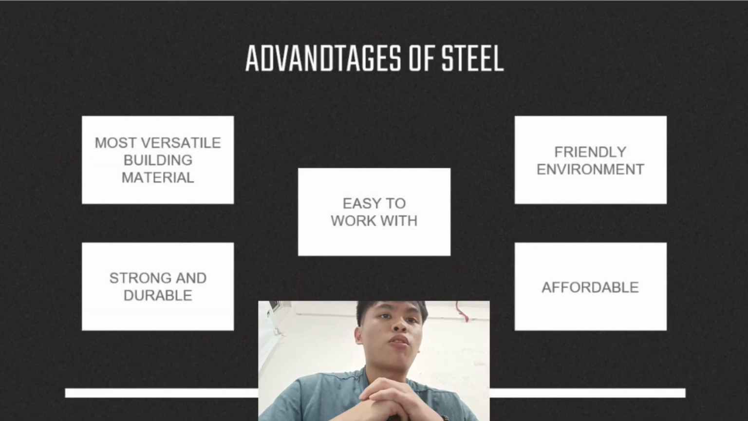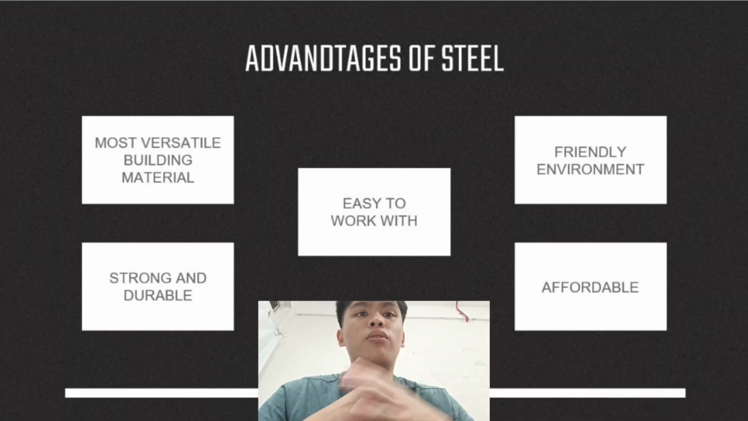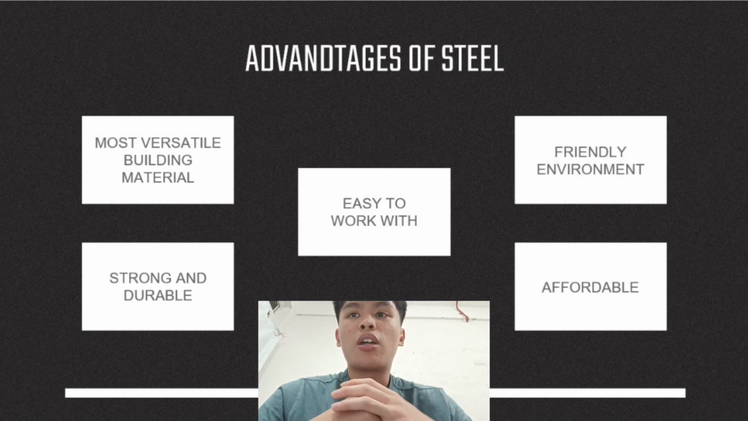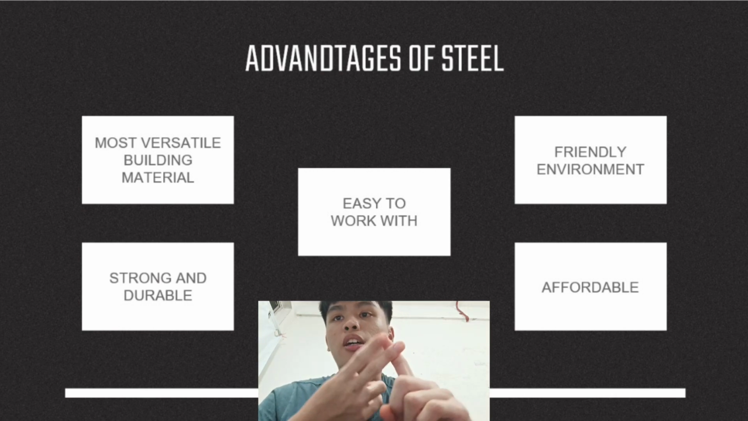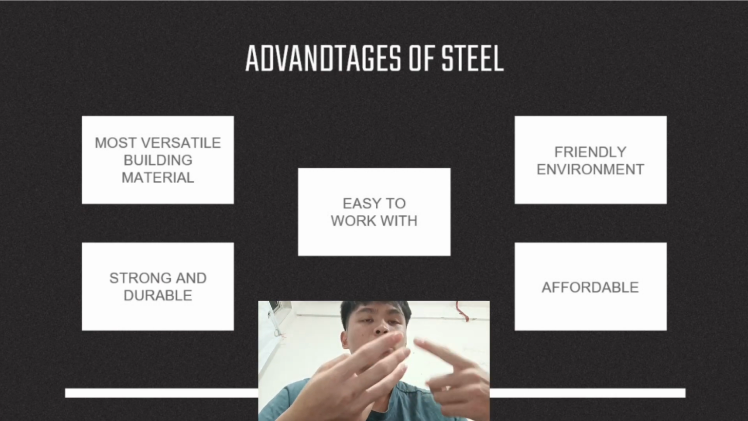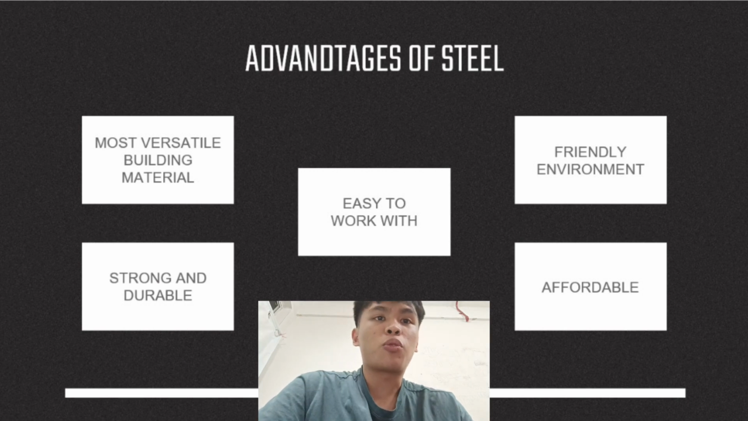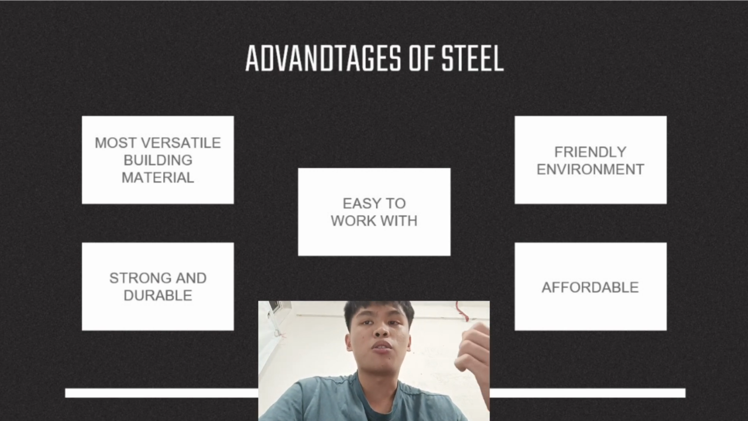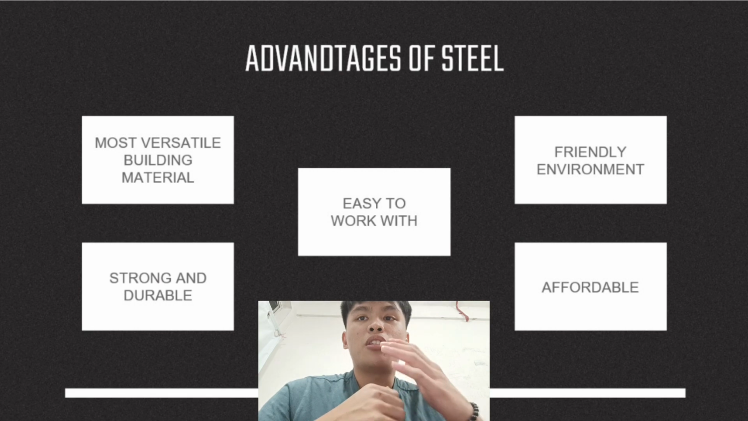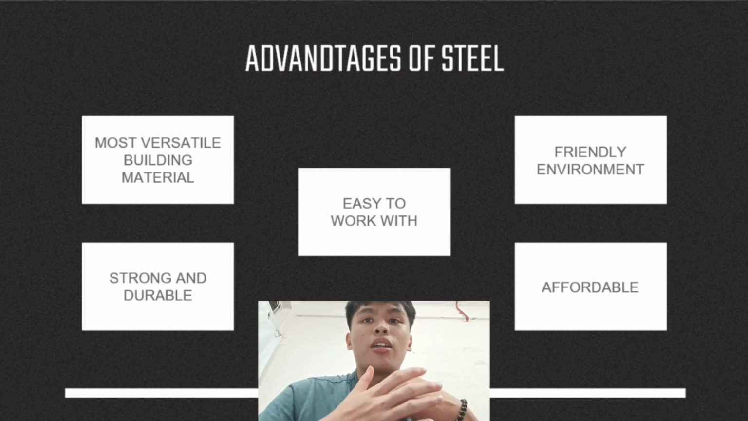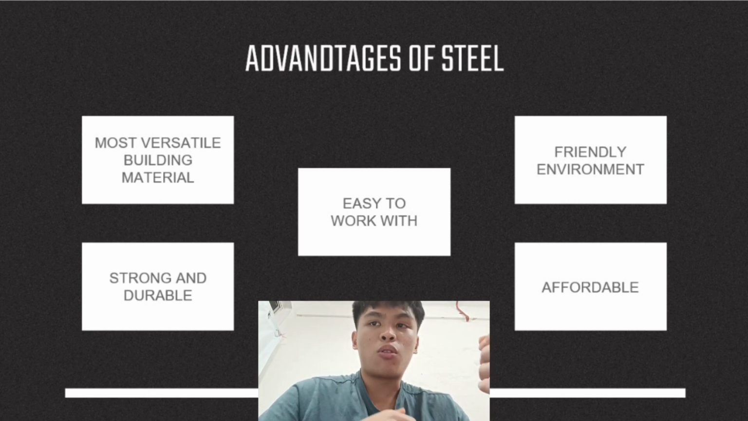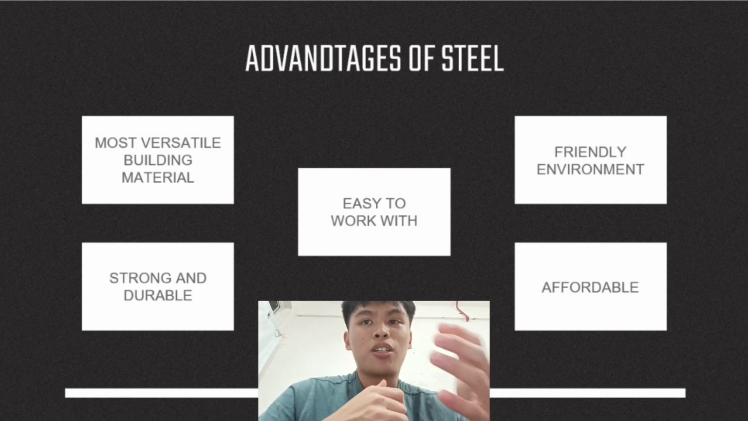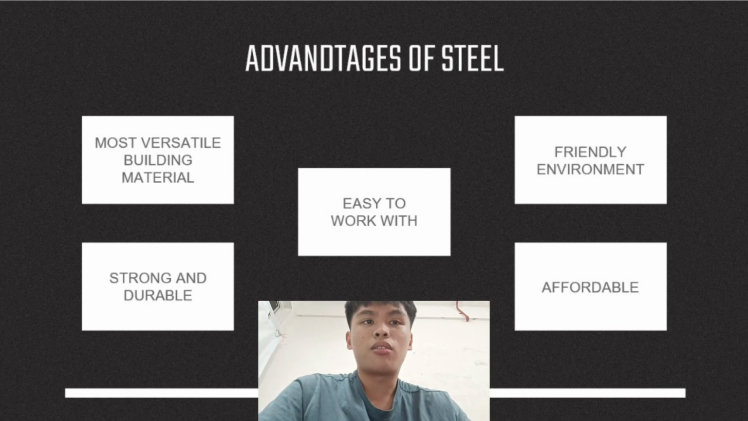So the advantages of steel: first, it is one of the most versatile building materials because it can be used for many residential, commercial, and industrial construction applications. The second point is that it is strong and durable. Steel is extremely strong and durable, making it the ideal material for constructing buildings and other structures. It is also resistant to fire, wind, and earthquakes.